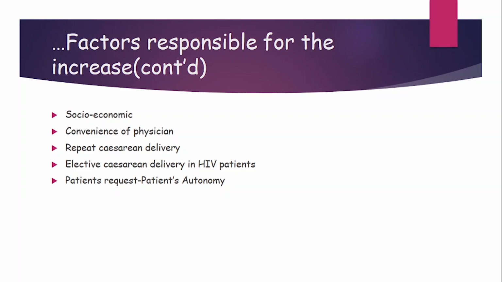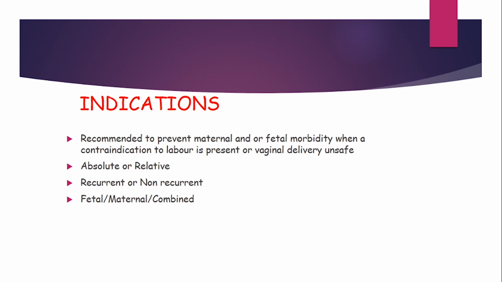Also, for socioeconomic reasons, sometimes convenience of the physician, then repeat cesarean delivery. Then, of course, elective cesarean delivery in selected or special patients like HIV patients. Then, patient's request, because now we are advocating patient autonomy. So, patient's request too has increased the rate of cesarean section. So, what are the indications for cesarean section?